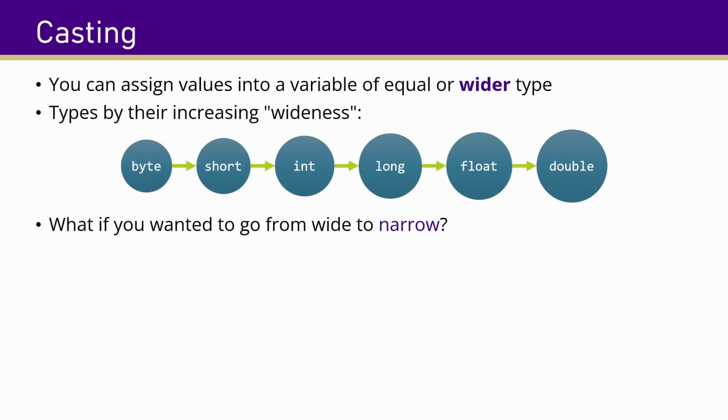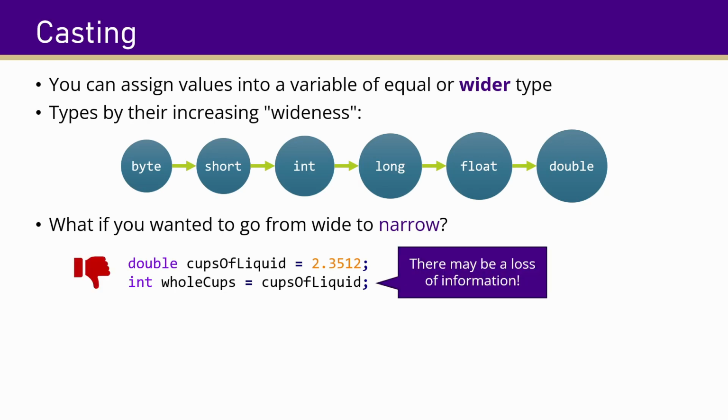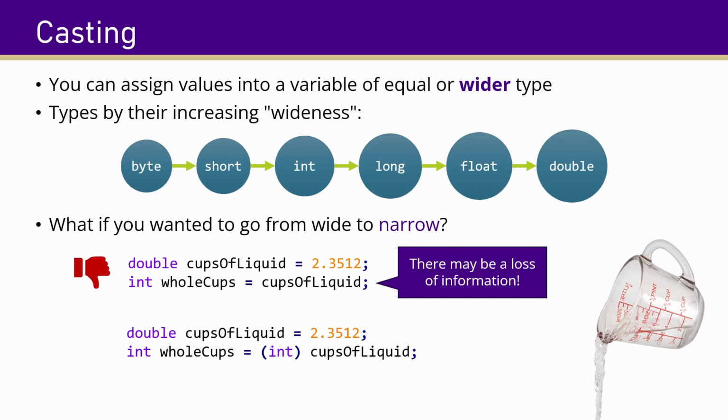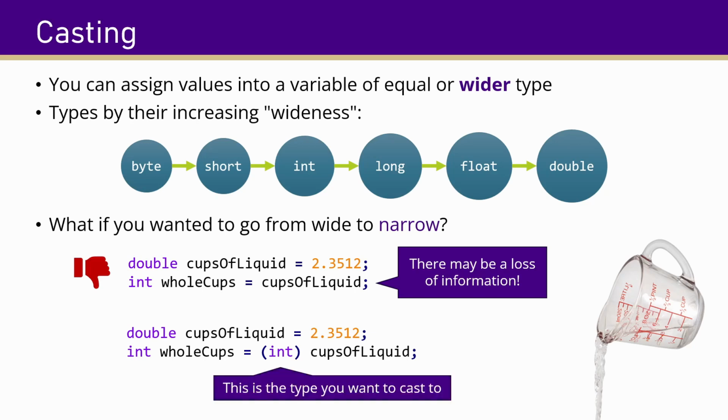But what if you wanted to go the other way? Say you had a double with cups of liquid, a decimal number, and you wanted to put that in an int variable. This is not allowed because there would be a loss of information. An int can't store the decimal part. This could be a mistake. So we have to tell Java to pour out or truncate the extra information that wouldn't fit. And we do so by casting, using the syntax here. We put parentheses before the value we want to convert, and inside we put the desired type. In this way, we tell Java explicitly that we want to do the conversion, and it's happy with it.